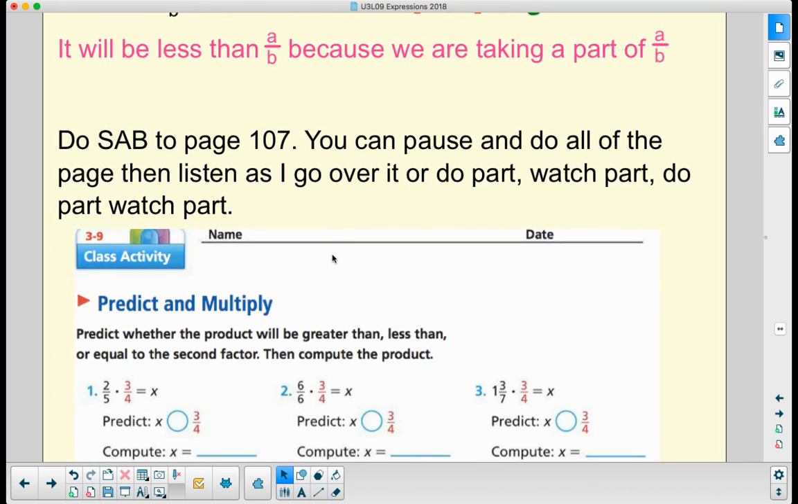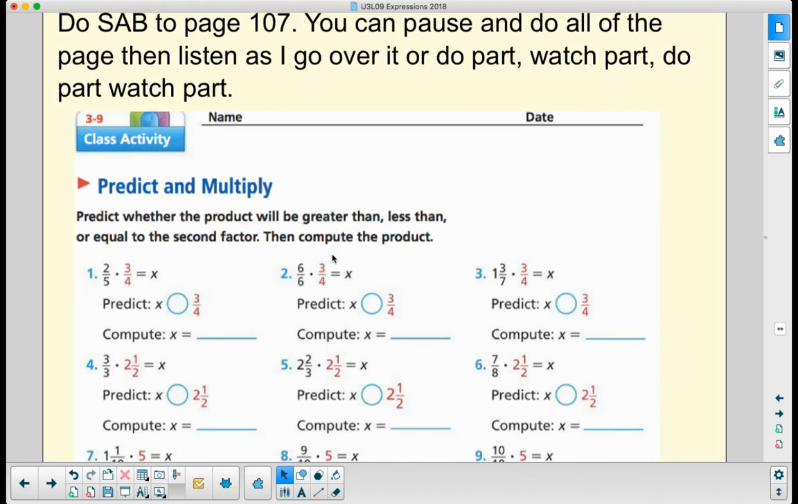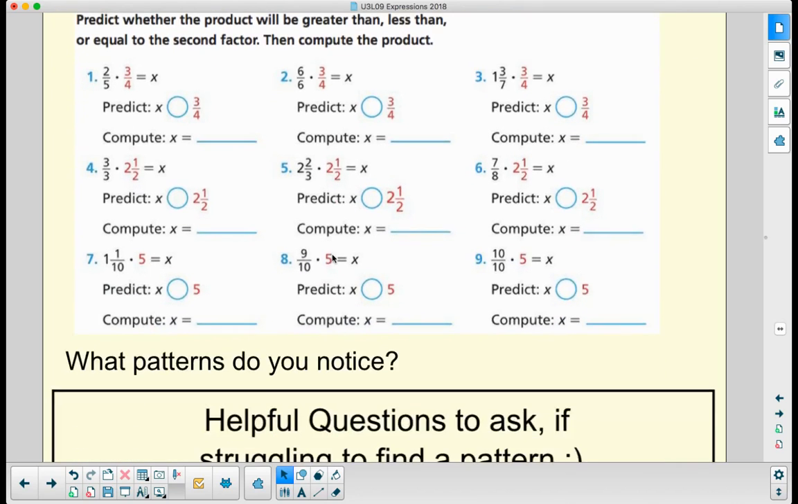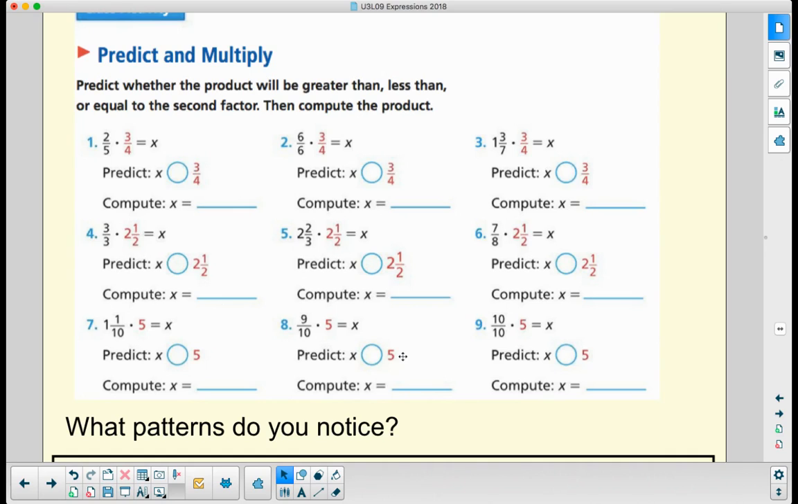So go ahead and give this page a try. What I suggest you do is either do the whole page, or pause my video, then do the page. But then when you start playing it, if you weren't quite right, or if while you're trying to do it you don't get it, watch me do one and then go back and do them.